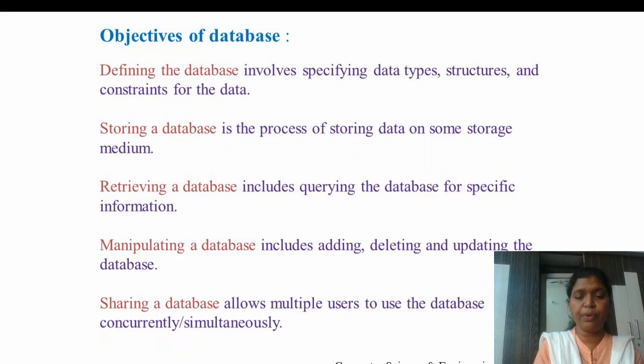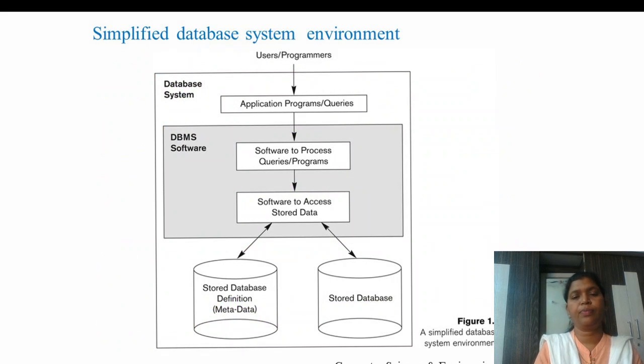So you will come to know, again I will be quoting this example later on when we talk about the characteristics of database. So for the time being, what we have is a one line definition for the 5 objectives, that is defining, storing, retrieving, manipulating and sharing the database. You need to remember these 5 important objectives.